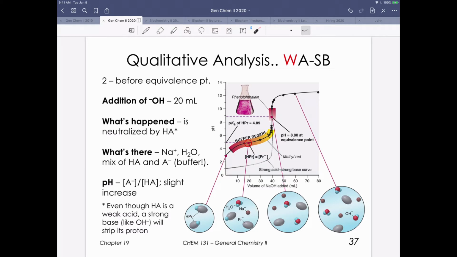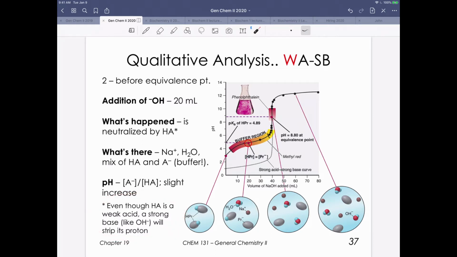The important piece is that once we have a mixture of weak acid and its conjugate base, we have a buffer. That means we can use the Henderson-Hasselbalch equation to calculate pH, but we can also always use an ICE table. In terms of the pH, because there's a change in the ratio of HA to A minus, we do see a slight increase in pH, but not the same amount that we'd see if there wasn't anything in solution and we were just adding straight sodium hydroxide to water.